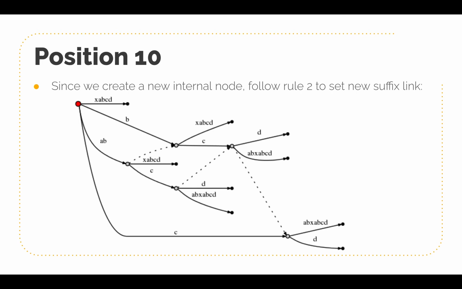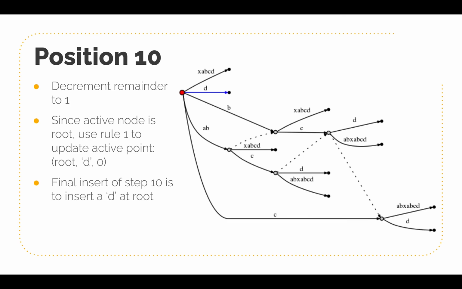But this remainder can be set to 1, and since the active node is root, we use Rule 1 to update the active point to root, D, 0. This means that the final insert of the current step is to insert a single D at the root, and that is shown in blue. This was the final step, and we are complete in constructing our suffix tree.